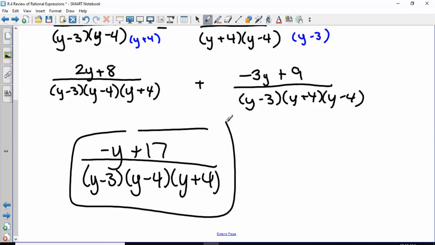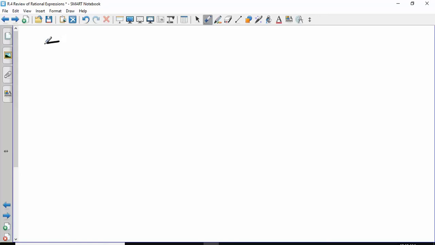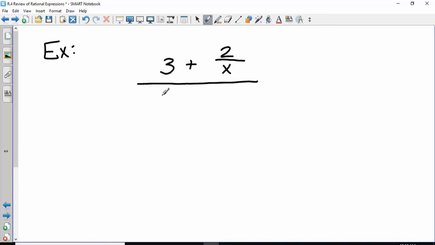Can I do one last example? It's a very short one, I promise. I think there's one like this on the Math Excel. It has a fraction within a fraction like this, and it just tells you to simplify it.